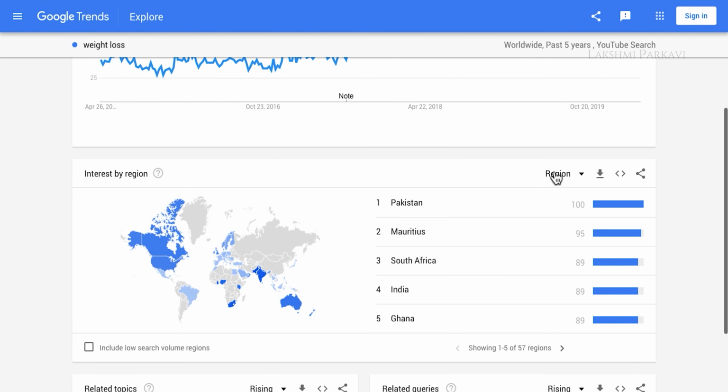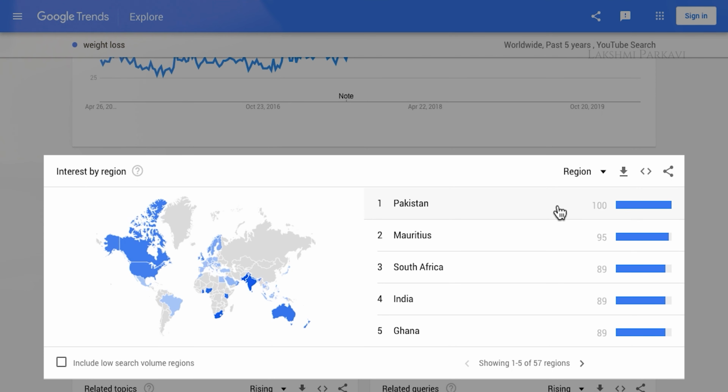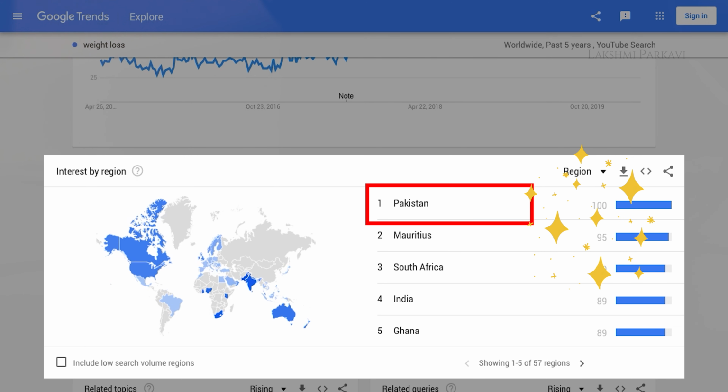Let's scroll down below, and in the interest by region, we find that Pakistan has the highest level of interest, followed by Mauritius, South Africa, and India is in 4th place. At first glance, it looks like Pakistan is extremely popular. But wait, a magic is about to happen.